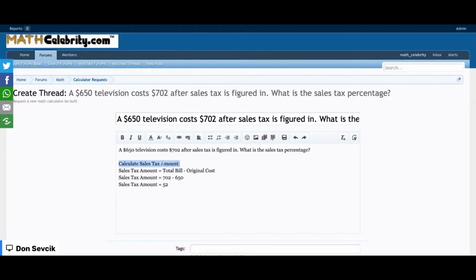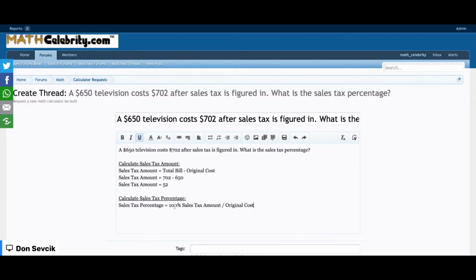That's the first piece that we need. Now calculate sales tax percentage. Sales tax percentage equals sales tax amount, which we just calculated, divided by original cost. And we're going to multiply this by 100%. That asks for a percentage.